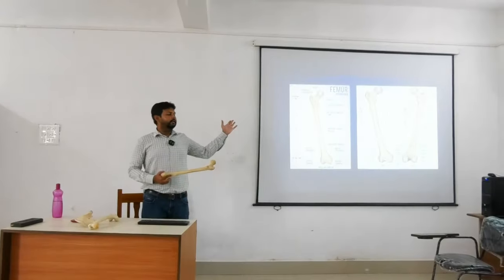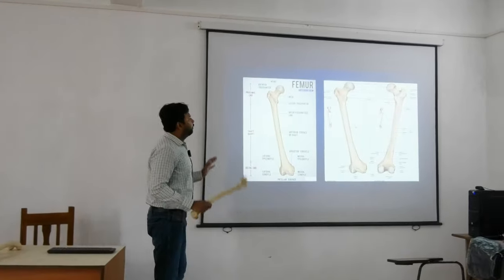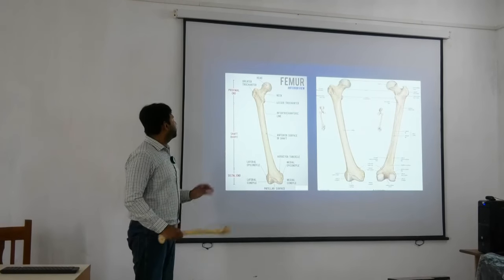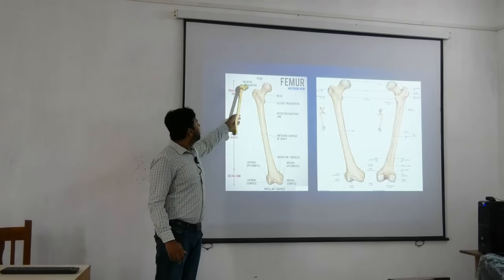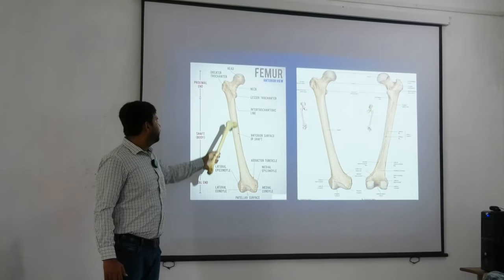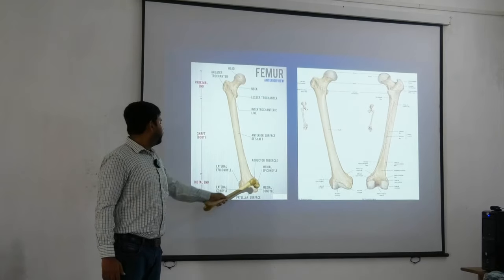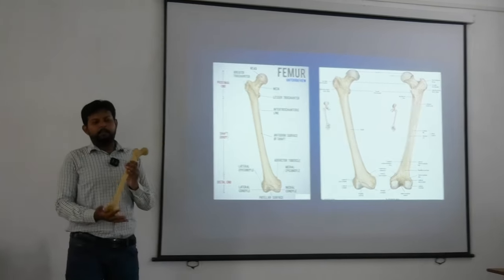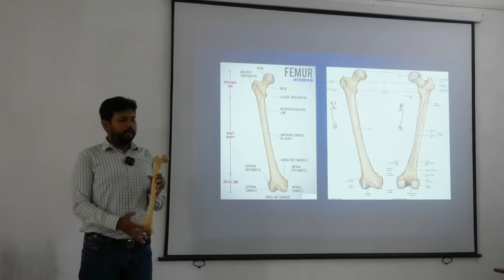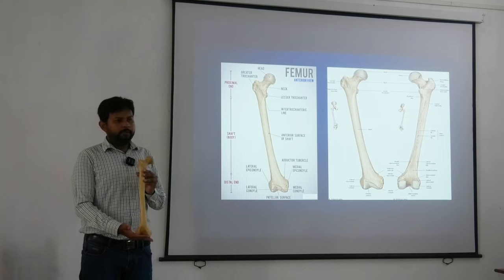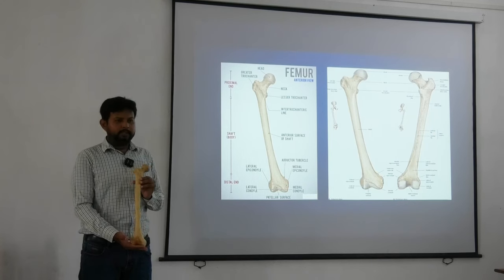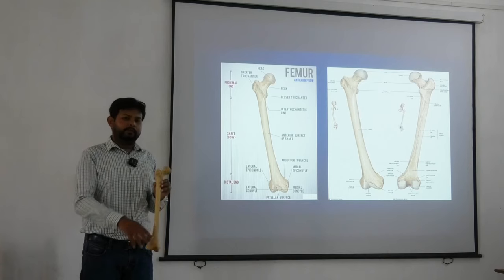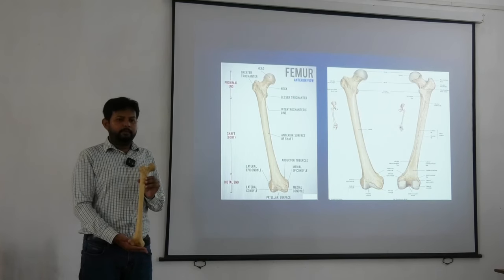Okay, so let's start. This is the anatomy as given. The main things you have to know, particularly as a forensic expert, are: head, greater trochanter, lesser trochanter, shaft, medial epicondyle and lateral epicondyle. First of all, when you are presenting the bone, you have to present it in anatomical position. So you will hold the bone like this, in anatomy also, in forensic also.